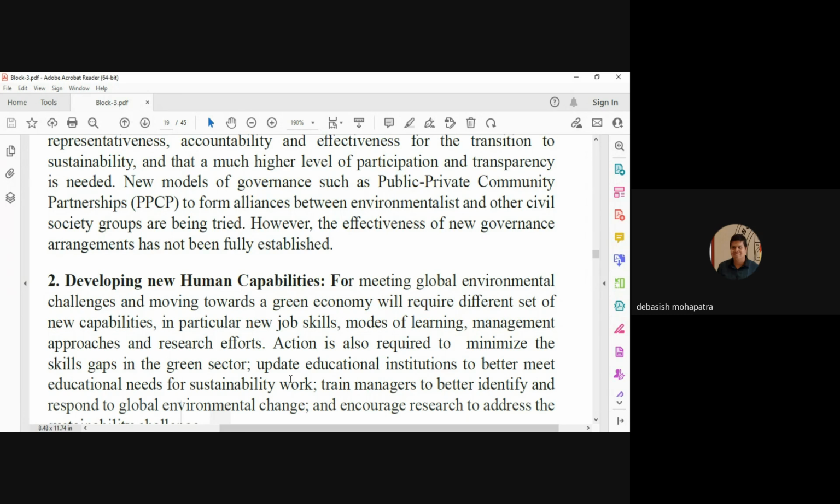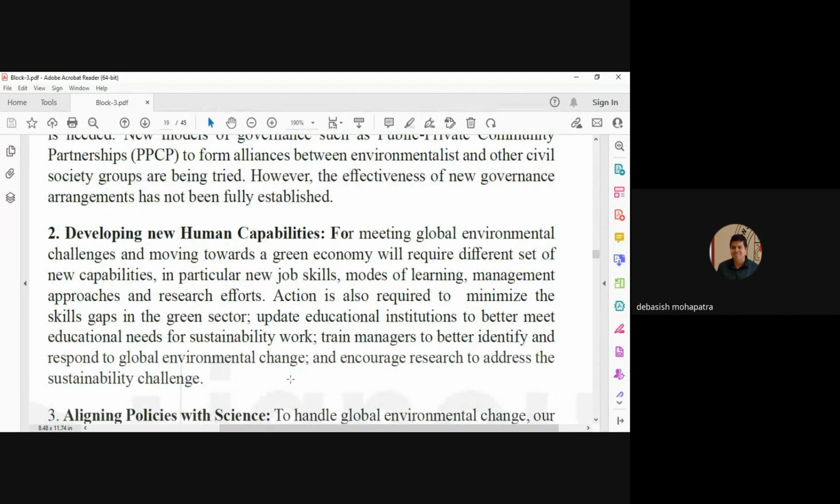Developing new human capabilities for meeting global environmental challenges and moving towards a green economy will require different sets of new capabilities, in particular new job skills, modes of learning, management approaches, and research efforts. Action is also required to minimize the skill gaps in the green sector, update education institutions to better meet educational needs for sustainable work, train managers to better identify and respond to global environmental challenges, and encourage researchers to address the sustainability challenge.